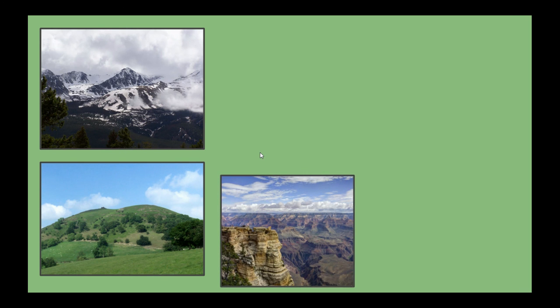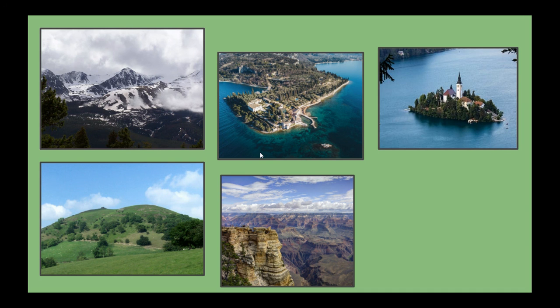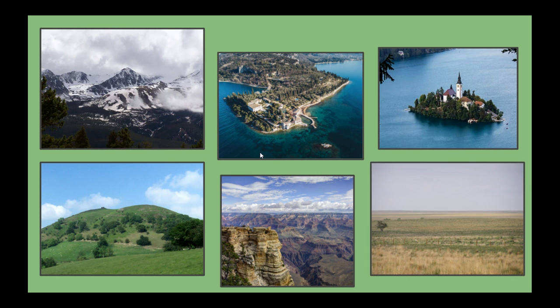In today's video, we learned about a mountain, which is a very high elevation, a hill, which has some elevation, but it's much smaller than a mountain, a plateau, which has a high elevation, but it's flat on top, a peninsula, which is an area of land surrounded by water on 3 or most of its sides, an island, which is an area of land surrounded by water on all of its sides, and a plain, which is just very flat and boring.